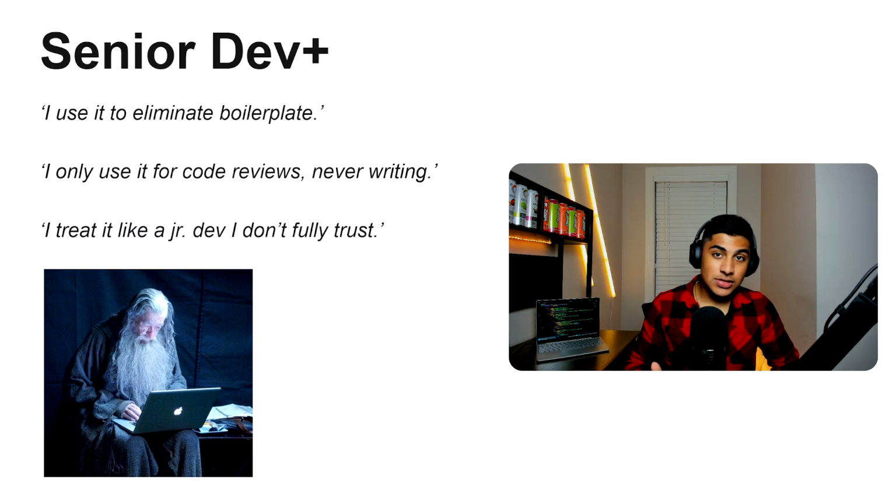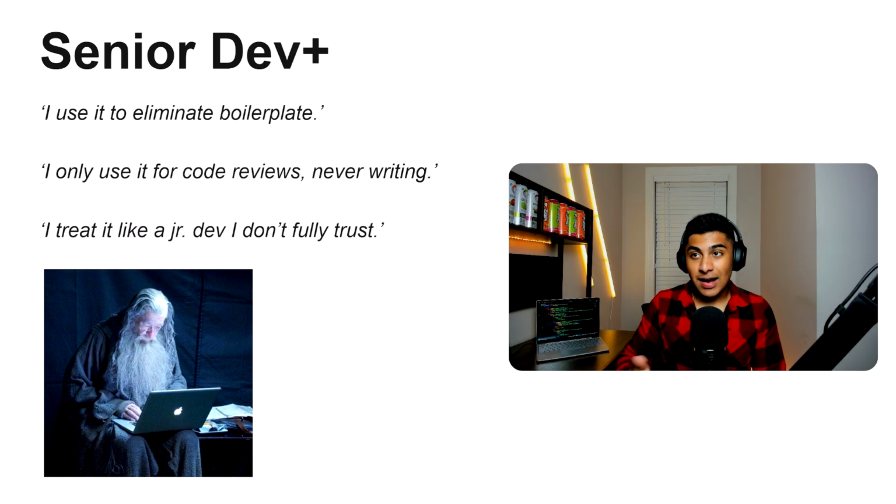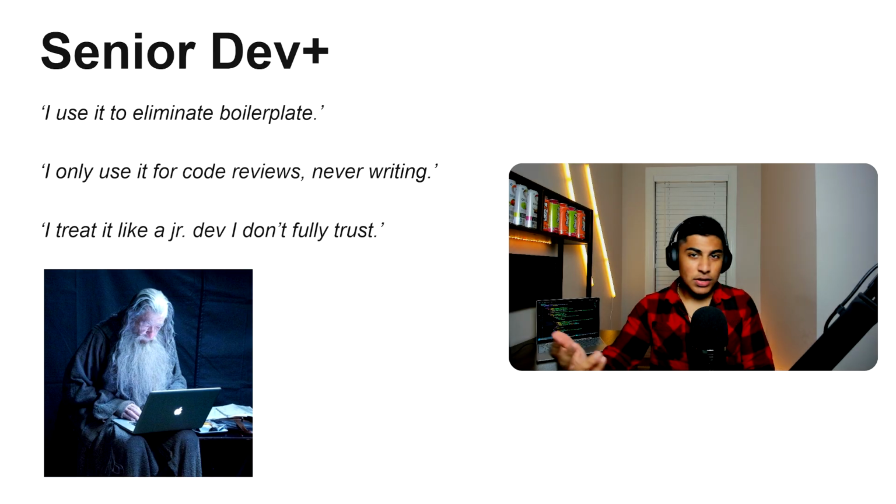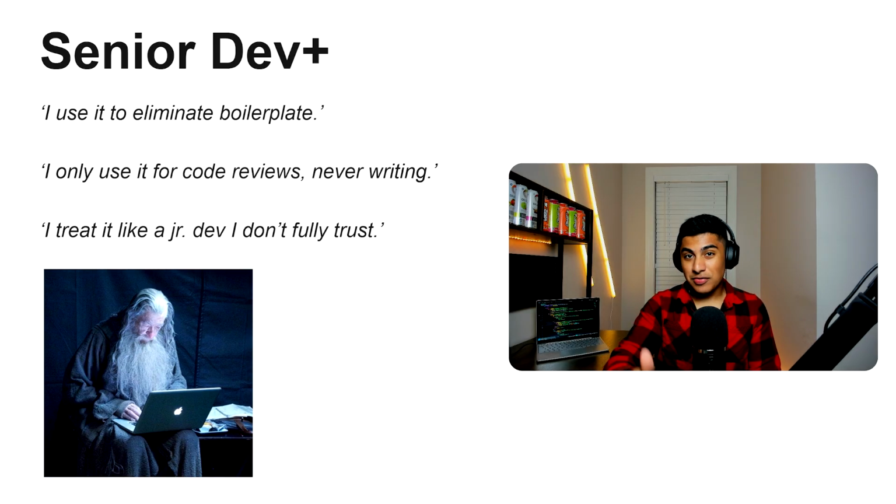I have some examples here of how some senior devs might use AI. For example, they might use it to eliminate boilerplate. They might use it for code reviews, but never to actually write any code. Or they might use it like a junior dev that they don't fully trust. You can use it however you want. You're at the level where you can make your own informed decision.